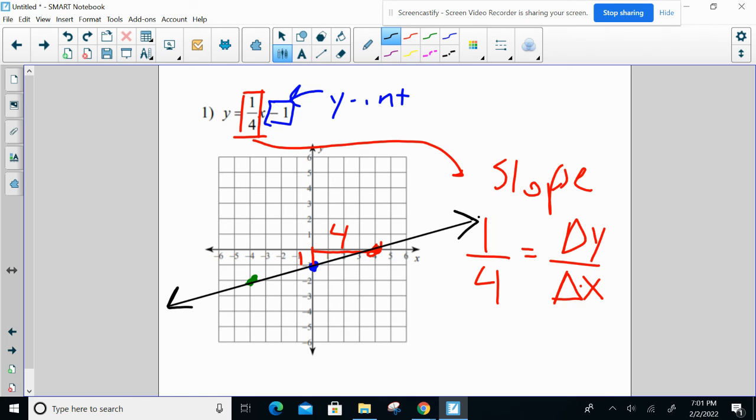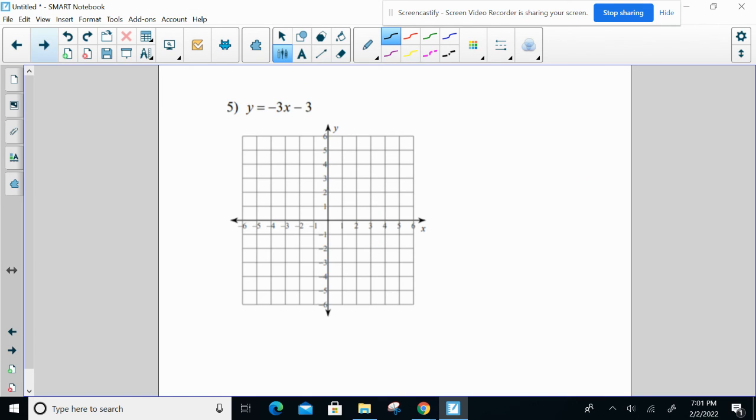All right, you can pause it, go back, follow step by step if you need to for any of your examples. And finally, last one, y-intercept is -3. So let's put a point at -3 on the y-axis. If I wasn't clear, the y-intercept is on the y-axis. And now your slope, it's always by the x, is -3.